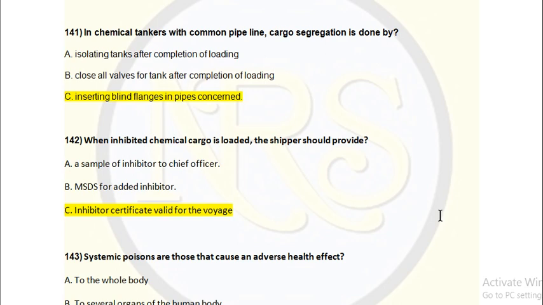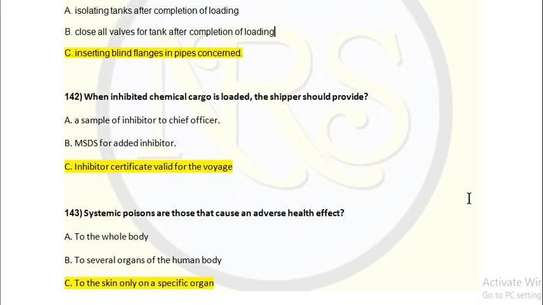You need to carry an inhibitor certificate when any inhibitor chemical is added to the cargo. It has to be approved and certified. It cannot be decided as per the maker, the charter instruction, the ship owner, or the ship's crew. It has to be approved and certified, so we have to carry that certificate with us. So for question number 142, option C is the correct answer.